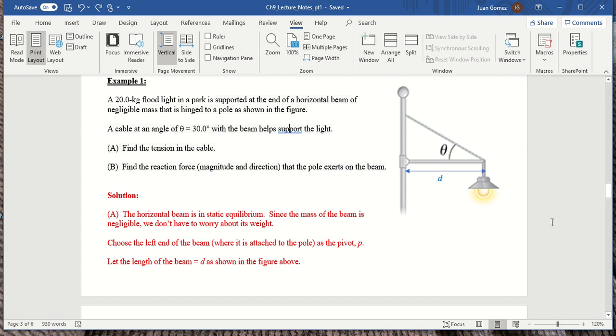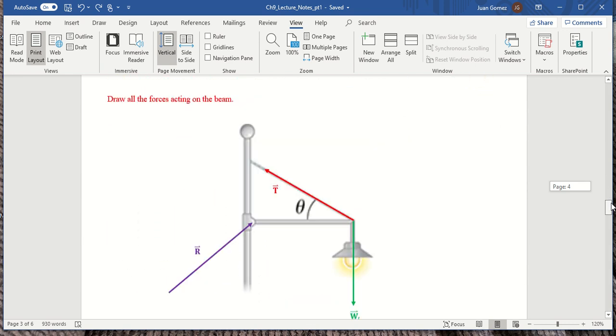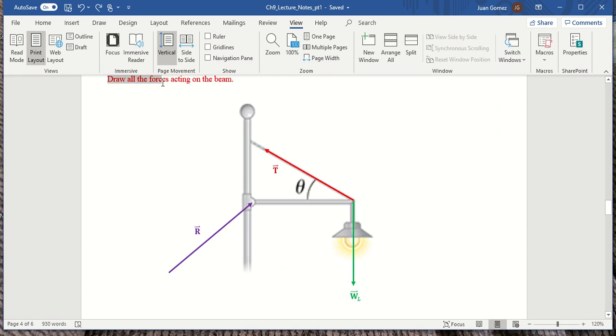Well, step one is identify the object in equilibrium. And for the problems that we'll see, it's going to be, in this case, the support beam. Again, we'll do another problem where you have a construction beam attached to the side of a building, and the workers can walk out on that beam and do whatever they have to do. But we'll get to that. Well, let's go ahead and draw all the forces acting on the support beam, as I've done here.